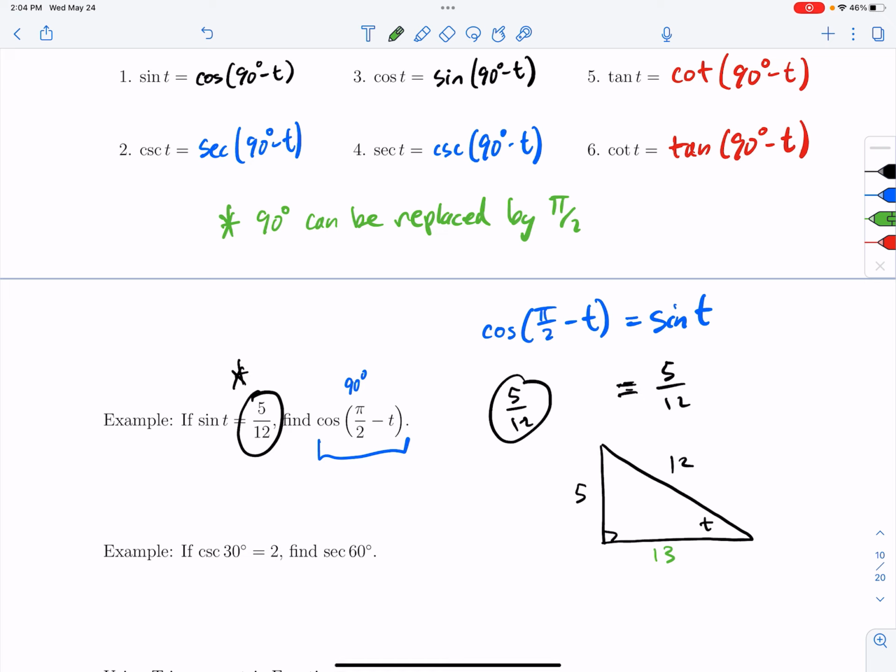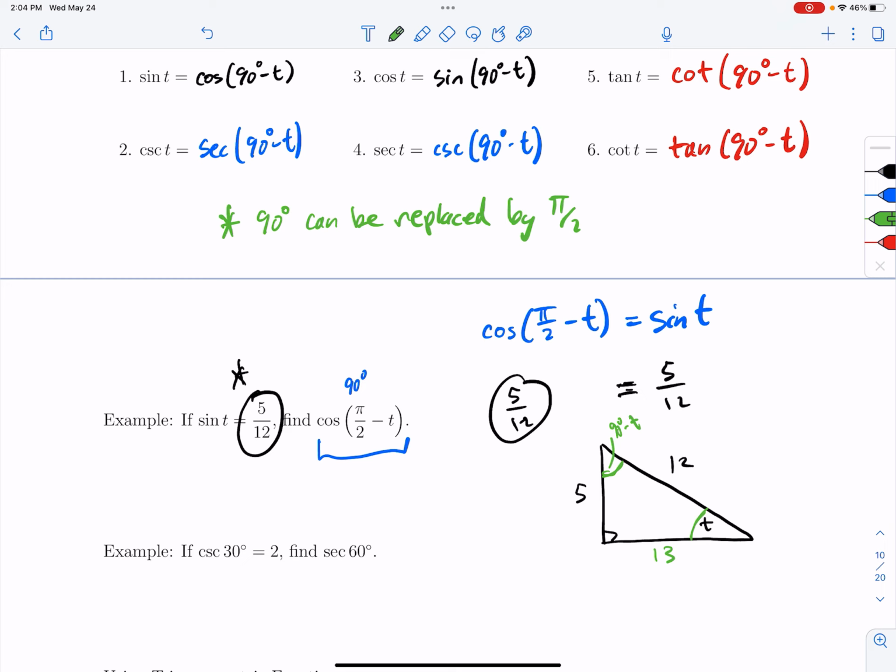And so this angle T down here, I don't know what that measurement is, but what I do know is that this angle is equal to 90 degrees minus T, because both of those together have to add up to 90. So if angle T is, let's say, 30 degrees, this angle up here is 90 minus 30. It's 60. There's 60 degrees left over.